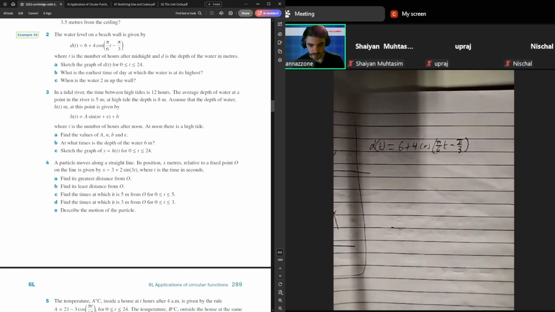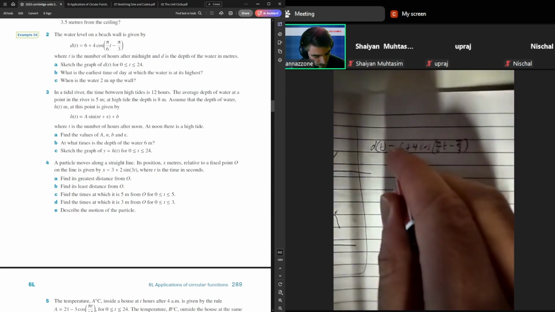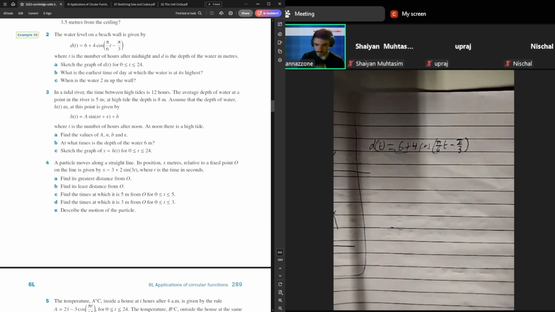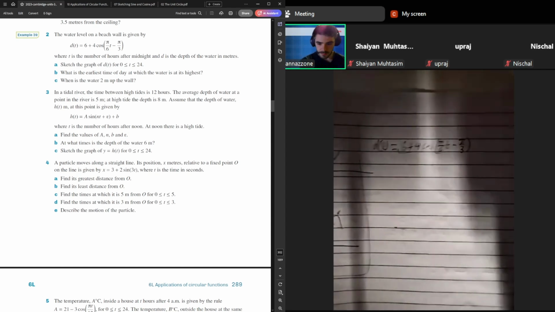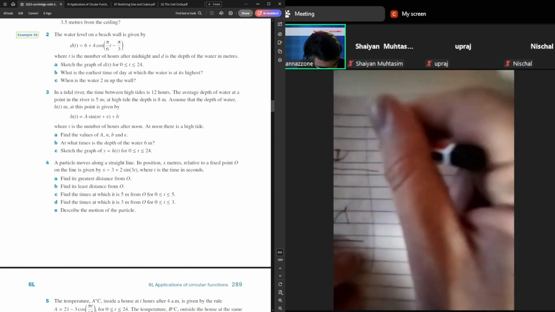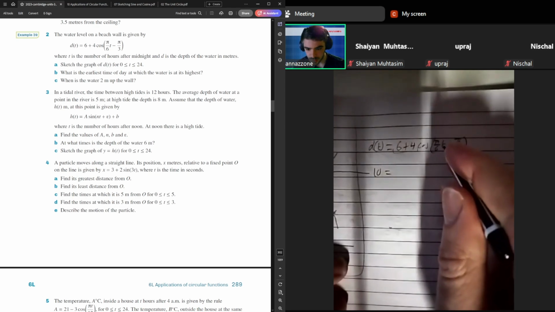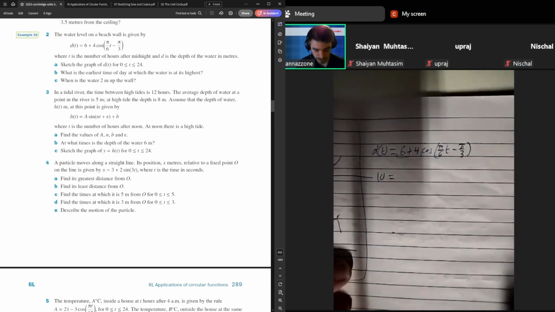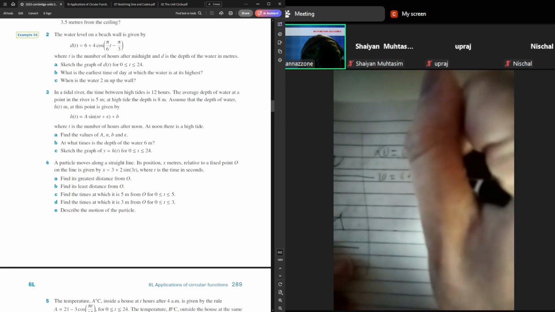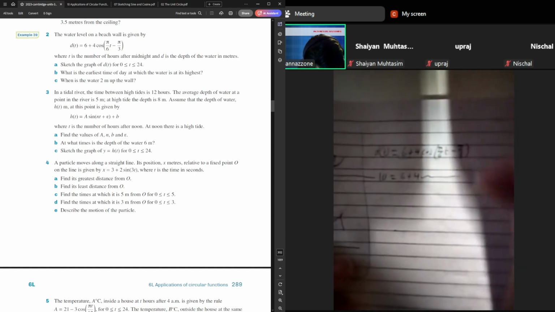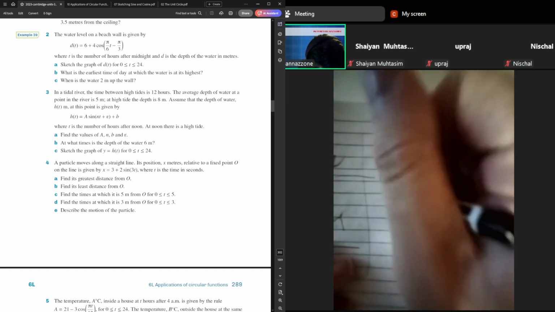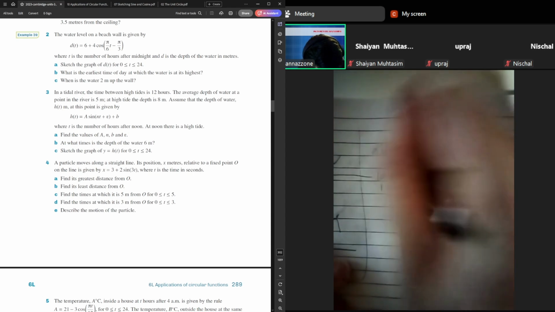If you have to do it by hand, it's just going to be that. So if you think about how circular functions work, they start at the middle and they go up and down by the amplitude. 6 plus 4 is 10. Now, that gives us a depth value. We know that d equals 10. All we have to do is solve for the time, t, at which that happens. 10 equals 6 plus 4 cosine of all of that. Subtract the 6, divide by 4. 4 divided by 4, 1.